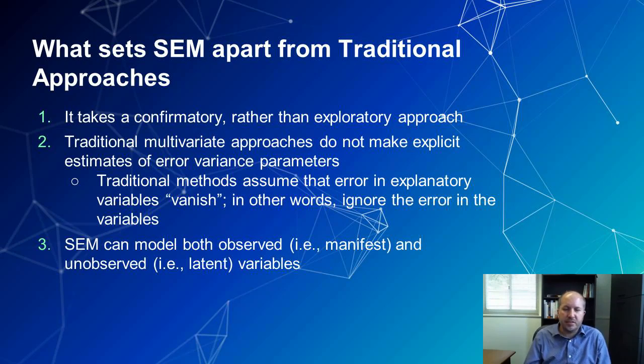Number three, and this is the other huge one, is that SEM can model both observed and unobserved variables. So for the first time, you can actually measure the unmeasurable, measure what you cannot observe, or more accurately measure things. Sometimes when we're doing multivariate regression we make certain variables manifest variables when they are much better measured using latent constructs. So these are the three things that, to me, are the most important pieces that set SEM apart from traditional approaches.